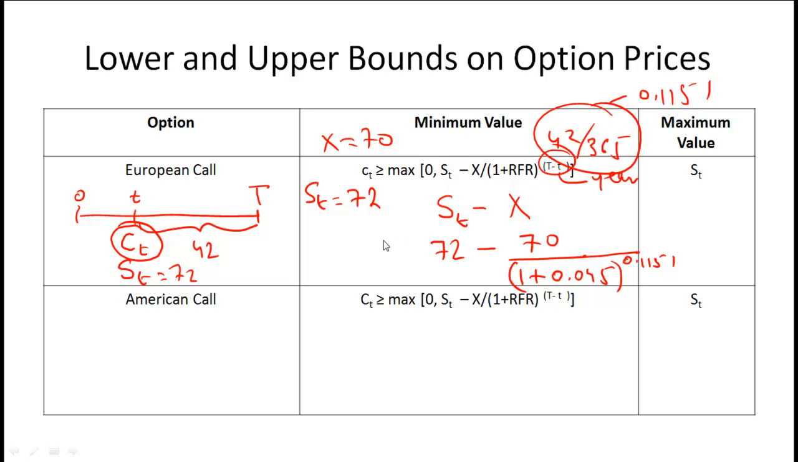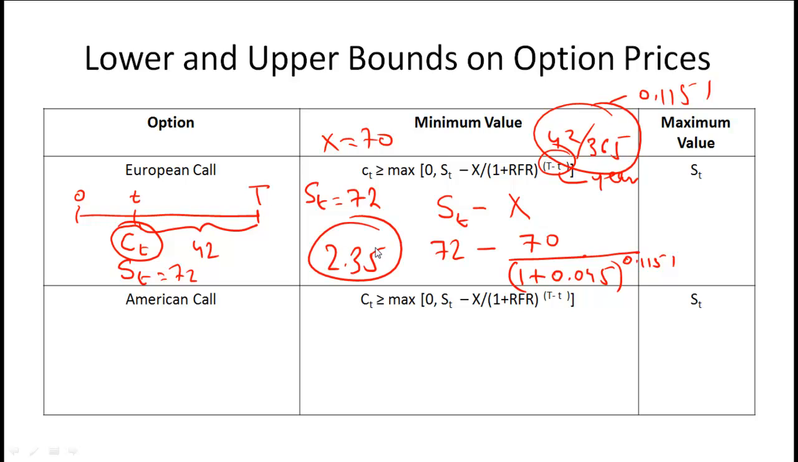All we are saying is that the minimum value of a European call option will be denoted by this expression, and you just need to know what means what, so you can plug in the stock price, the strike price, the risk-free rate, and this is the time to maturity in years. And essentially when you do this calculation, you should get a value of 2.35.